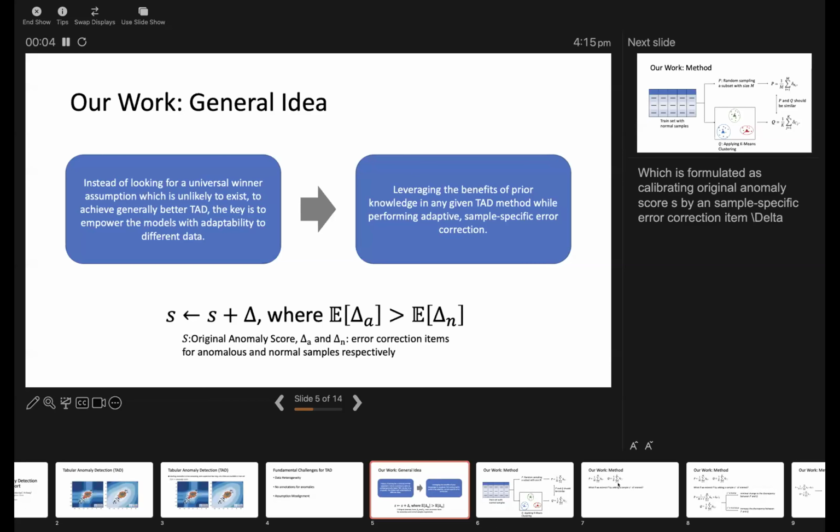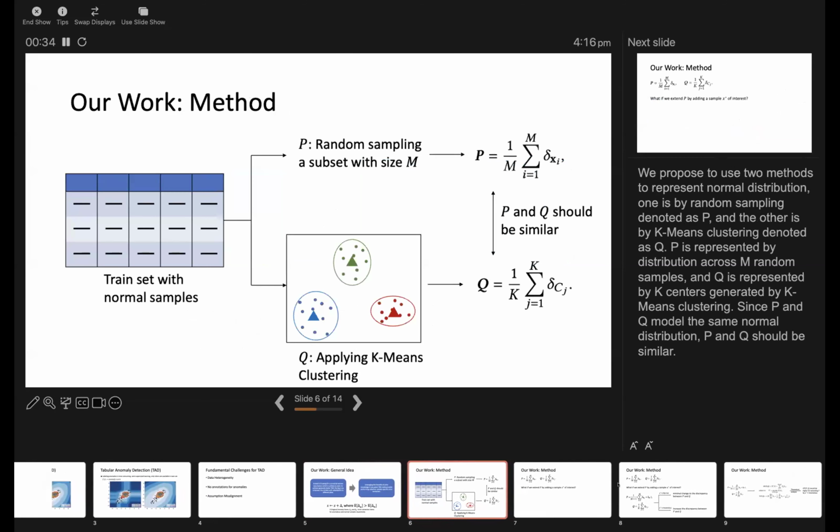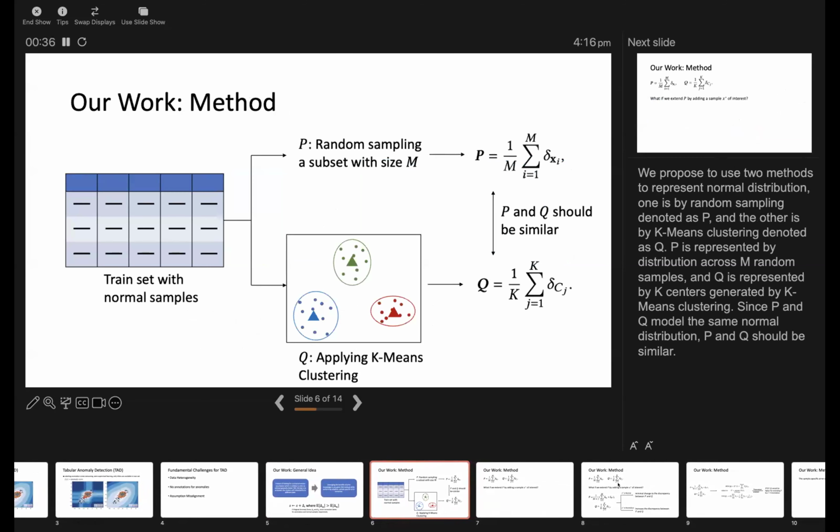So we propose to calibrate the well-trained TAD model's output by performing adaptive and sample-specific error correction, which is formulated by calibrating the original anomaly score S by one error correction delta, where the expected delta for the anomalous category is higher than the expected delta for the normal category. This is our proposed method.